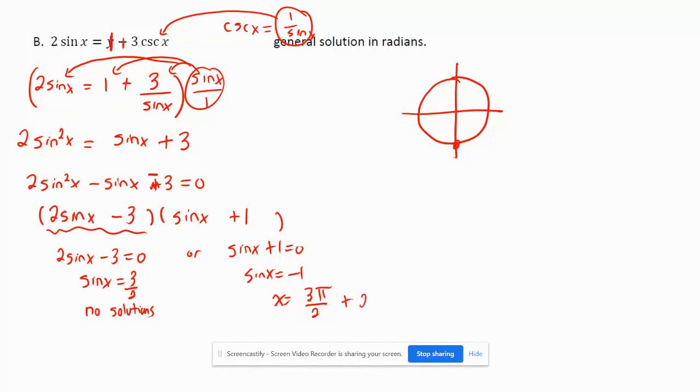So we're just going to put plus 2 pi n. And this will account for all the solutions. So we're going to hit 3 pi over 2, add 2 pi again, we'll hit it again. And we'll keep hitting this solution every time we add 2 pi to this solution over here. So that's going to be our general solution for this one. And we are finished.